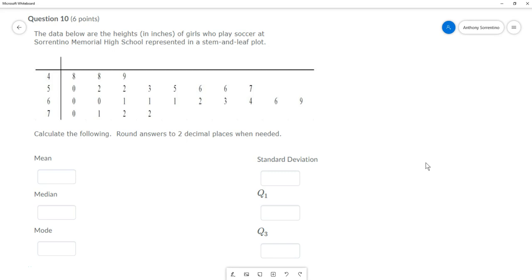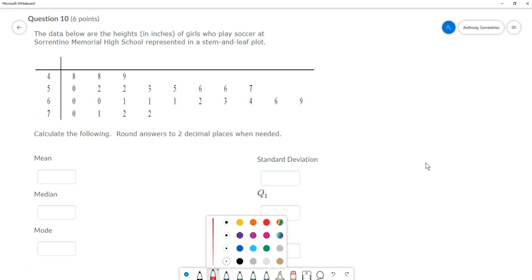So, as you do a stem and leaf plot, again, you have to keep in mind that as you go through the data, the data in the first line is basically saying there's 48, 48, and 49.